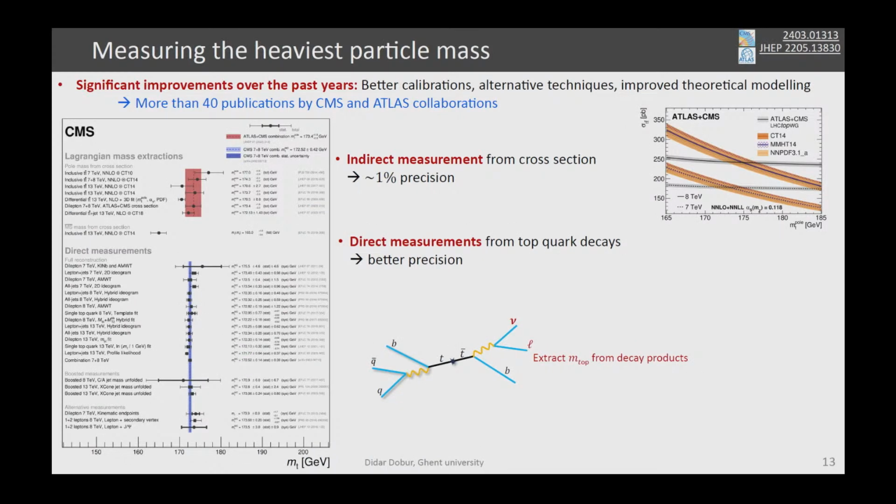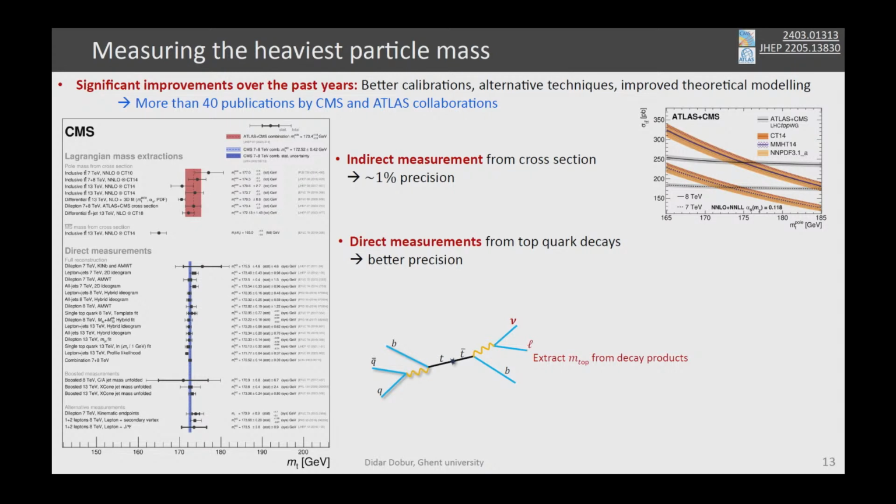Top quark mass is a fundamental measurement in our top physics program, and over the past years there has been significant improvement here. CMS and ATLAS have published more than 40 papers on top quark mass measurements. Here you see the list of top quark mass measurements and their value from CMS.